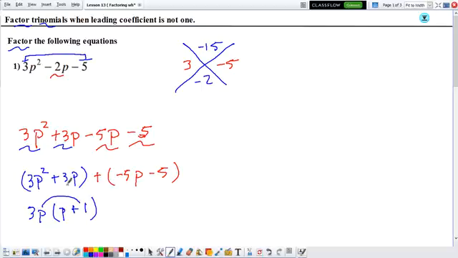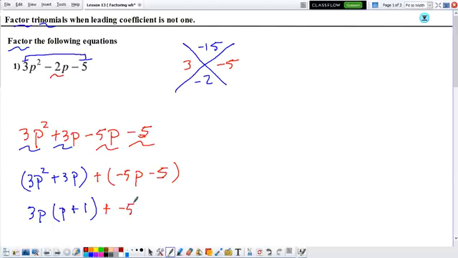3p times 1 is 3p, so I know we're good. I just factor it out, nothing fancy there. So now I'm going to look at the second group, so plus. What is the greatest thing that they have in common? I see that the greatest thing they have in common is -5, so I'm going to take out that -5.